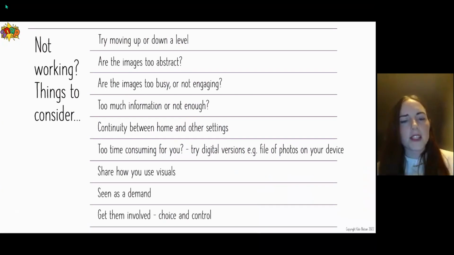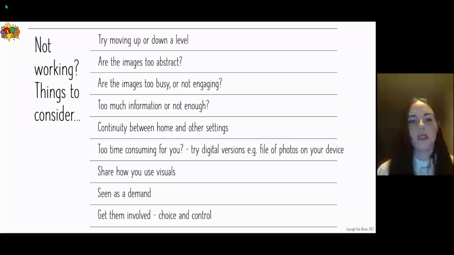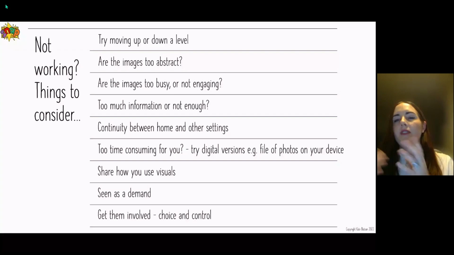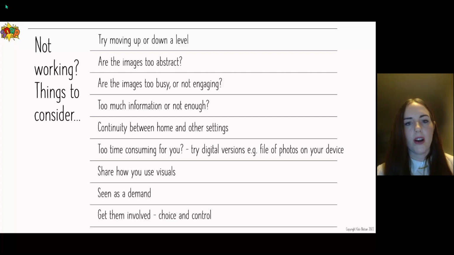Now, I've done a little bit of troubleshooting and preempted some potential questions. These are often things families say: we've tried visuals, it's not working. So it's worth thinking about the type of images that we're using. Do we need to move up or down a level? Are those images too abstract? Do we need to move towards using photos of the real things? If we are using anything but those very simple icons, are the images too busy? Is it really clear what they're representing? Or if we are using those line icons, is it not engaging for the child?